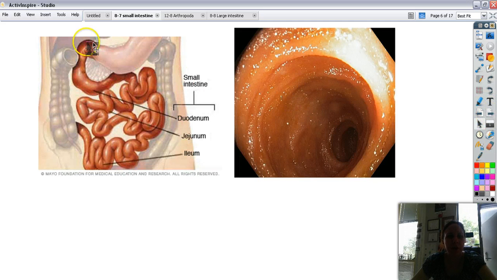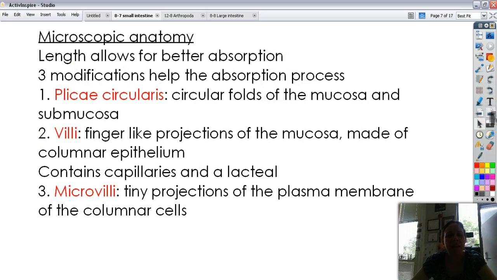Here's a picture of the duodenum and the jejunum and the ileum going over to your large intestine. Here's a picture of what it would look like if you were to take a walk through your small intestines. But of course there'd probably be food in it, so this one has been nicely cleaned out for you. Yay.